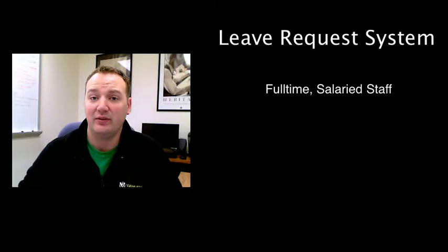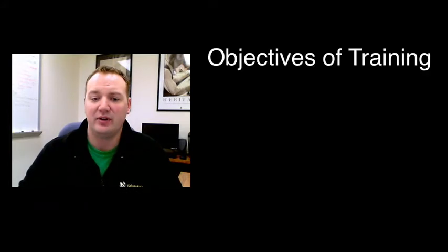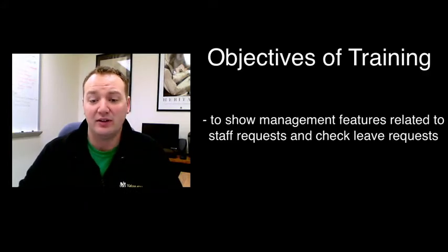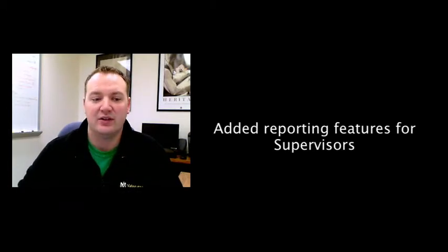IT and the Office of Human Resource Services have partnered together to establish an automated way for full-time, salaried staff to request leave under the new PTO guidelines. The purpose of this training video is to familiarize supervisors with the management features of the new system. In this system, employees will be requesting leave, changing leave requests, and canceling leave requests. There have also been added reporting features to assist supervisors in making approval decisions.